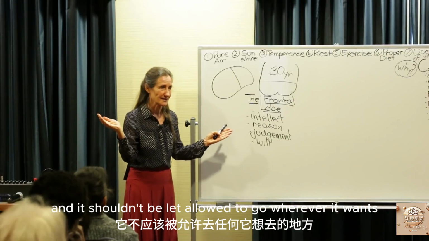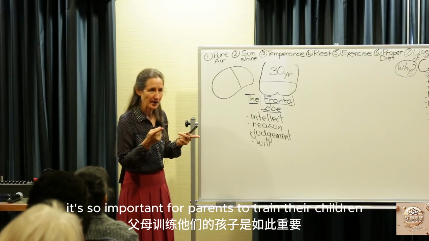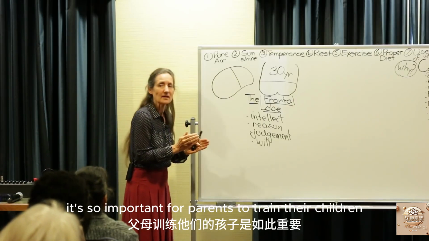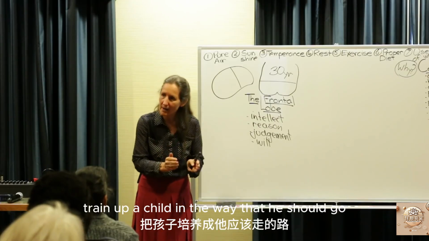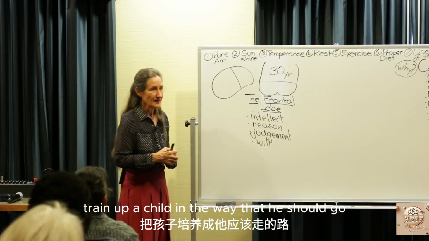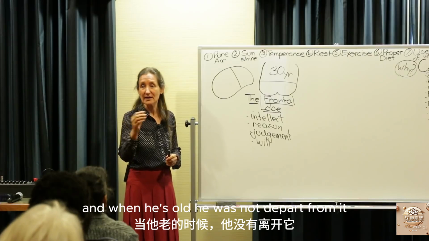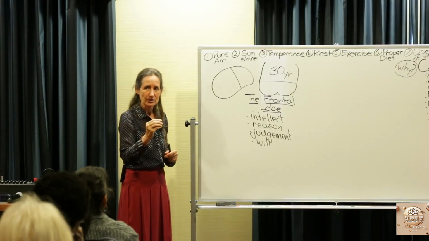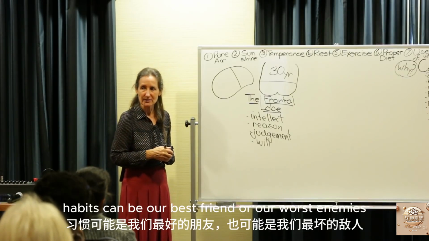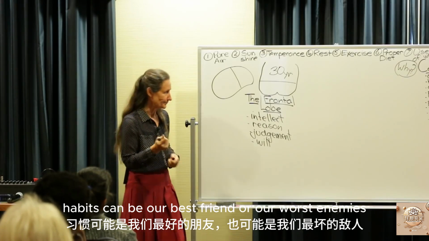Now, the will shouldn't be beaten to pieces, and it shouldn't be allowed to go wherever it wants. It's so important for parents to train their children. The Bible says, train up a child in the way that he should go, and when he is old, he will not depart from it. You see, habits can be our best friend or our worst enemies.